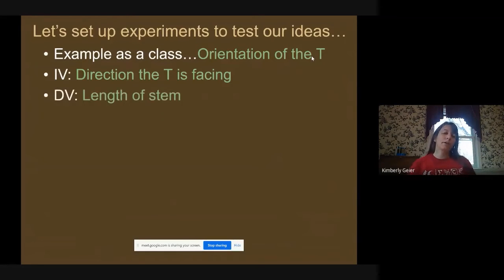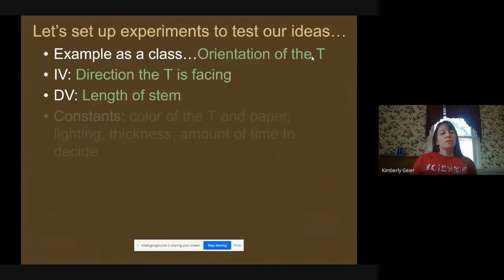The dependent variable is going to be the length of the stem that we think is the same length as the crosspiece. So maybe you've taken a look at your T page that I also gave you when we saw each other in class. We're going to set this experiment up so that we have to decide quickly where the length of the stem is going to be equal. So that's what we're going to measure. You'll see, I'll show you in full screen in just a minute.